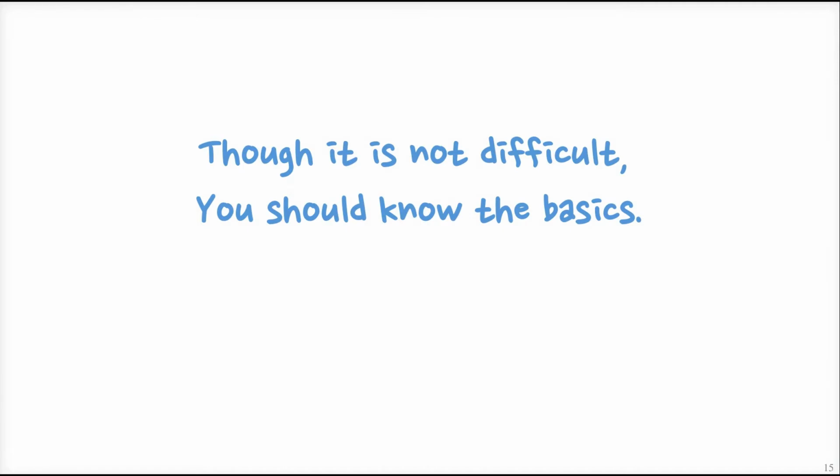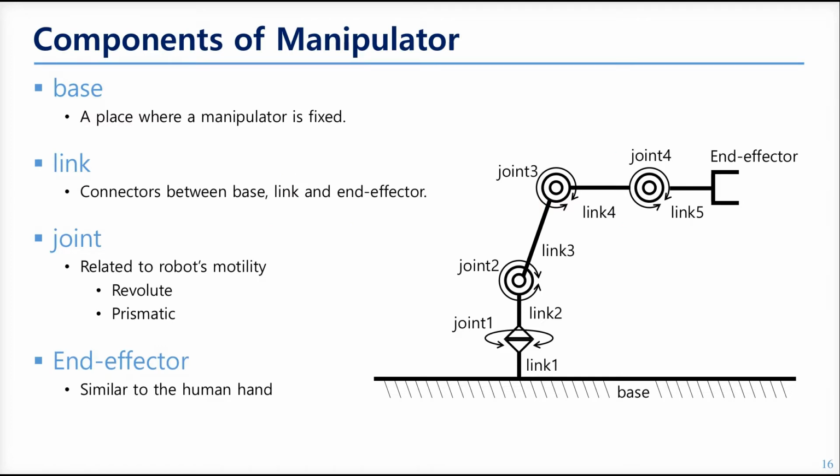But we should know the basic knowledge to use manipulation well. The manipulator can be described with 4 parts: the base, link, joint, and the end effector. The base is the part which will be fixed to the basement. So if the basement is a mobile robot, then the manipulator will be a mobile manipulator. And if the basement is a humanoid, then the manipulator will be the arm of the humanoid.